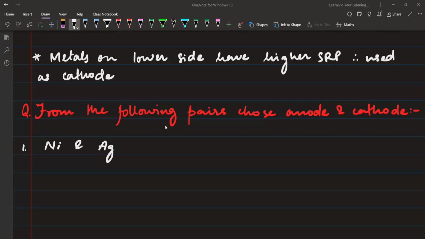बताइए which comes upper, like which comes before and which comes later on the electrochemical series? वो बताइए आप. Yes, Rishita. Nickel comes first, then silver. तो जो पहले आ रहा है अपर साइड हो गया ना, अपर विल बी एनोड, लोअर विल बी कैथोड, राइट? Yes. Anode and cathode. That means lower SRP. Lower SRP is of nickel, and then cathode will be having higher SRP, Ag.